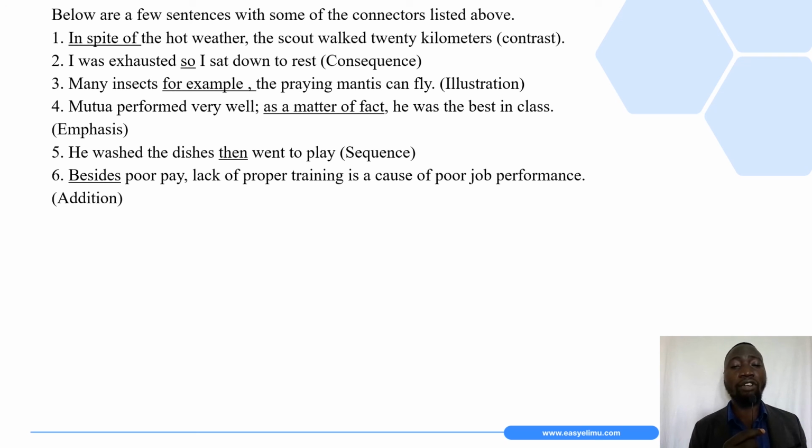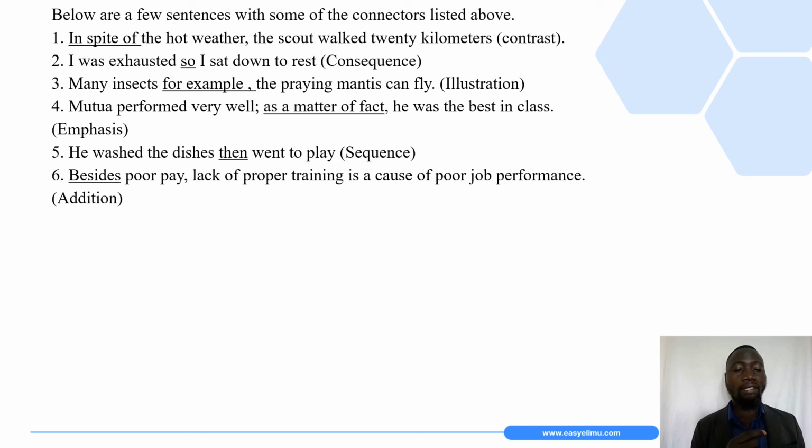Then, many insects, for example, the praying mantis, can fly. The connector that we have here is for example, and it has been used to give illustration. Then another example: Mutua performed very well. As a matter of fact, he was the best in class. The connector there is as a matter of fact, and it has been used to lay emphasis. Then the next example: he washed the dishes then went to play. So we have then as the connector there, used to show sequence.